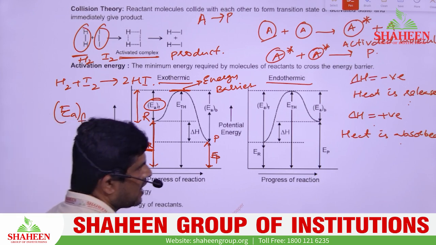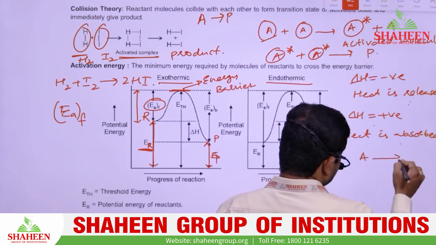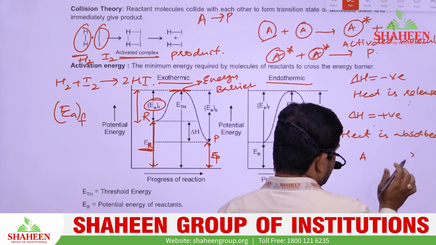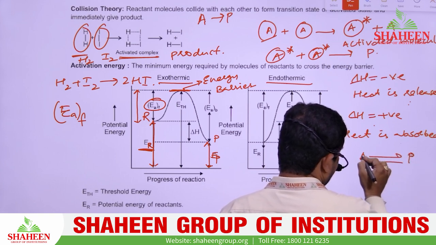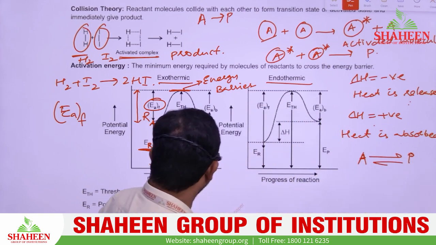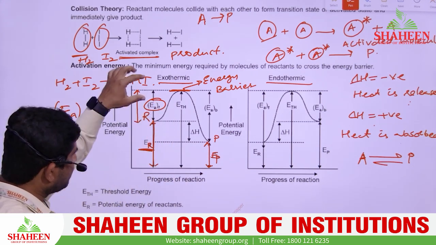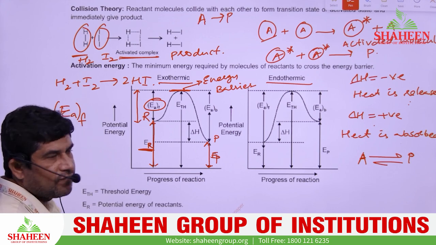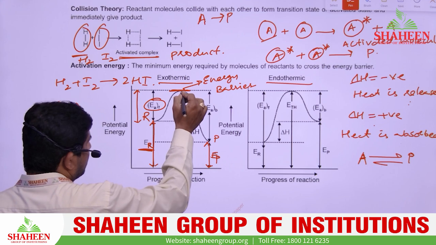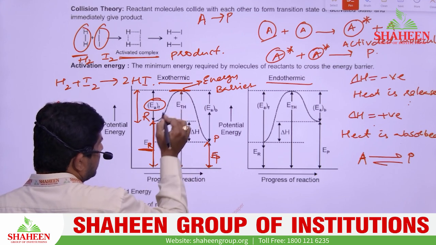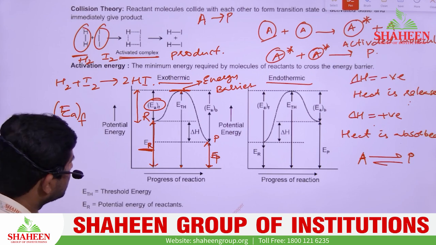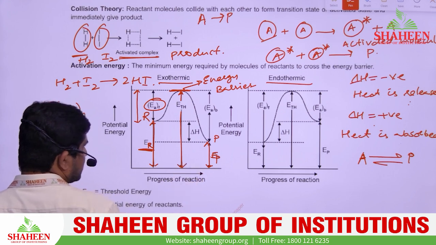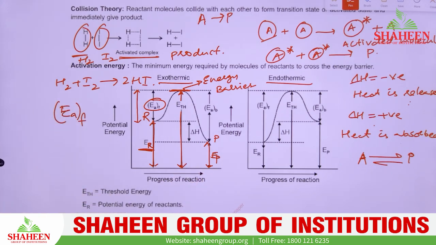Here two reactions will be there. Suppose A gives rise to P and P gives rise to A. So a forward reaction will be there as well as a backward reaction. The activation energy for the forward reaction is this difference. And the energy from here to here is called the threshold energy.